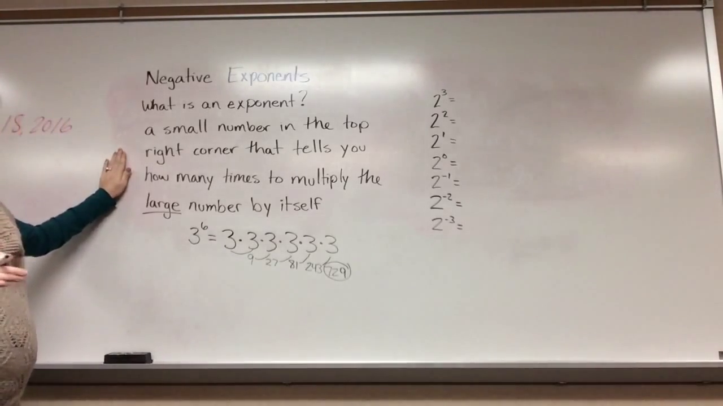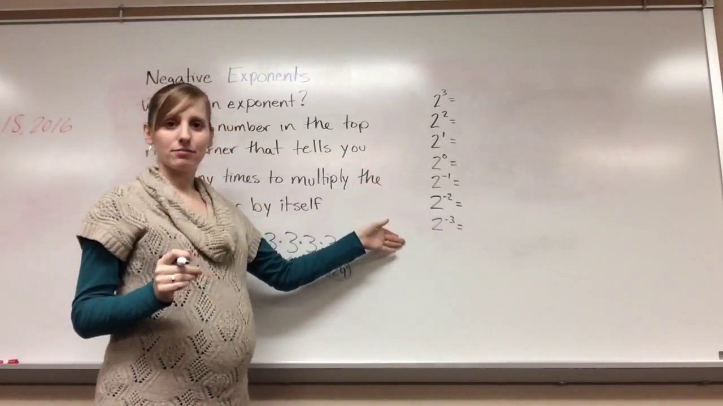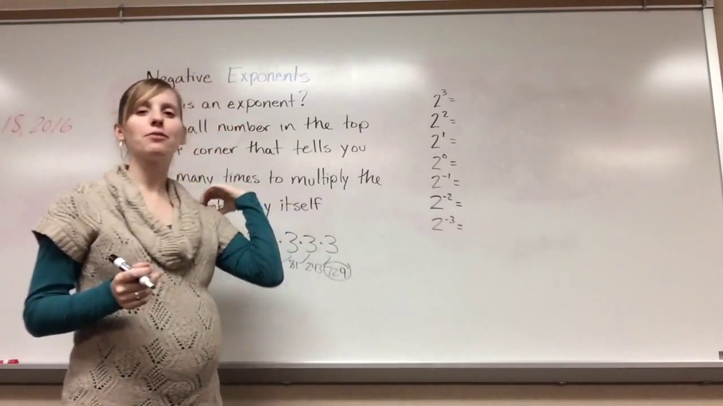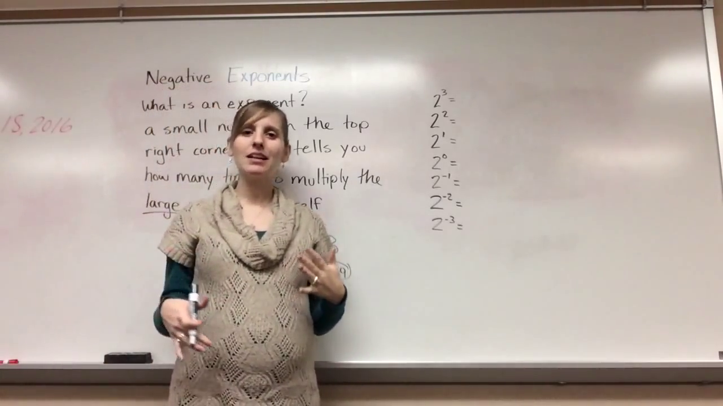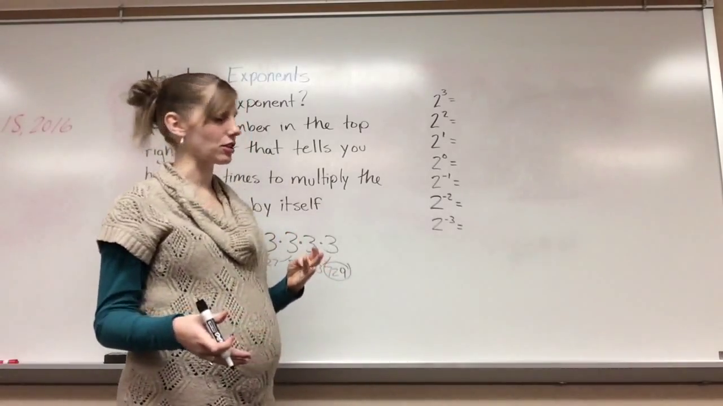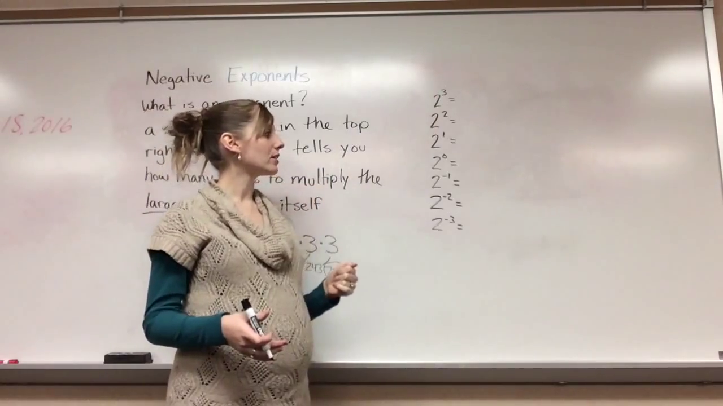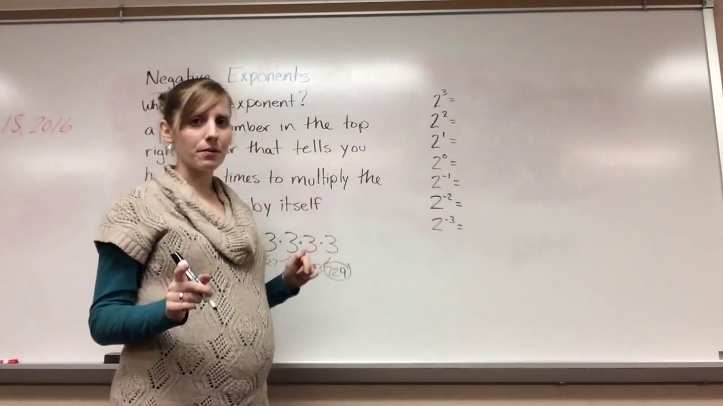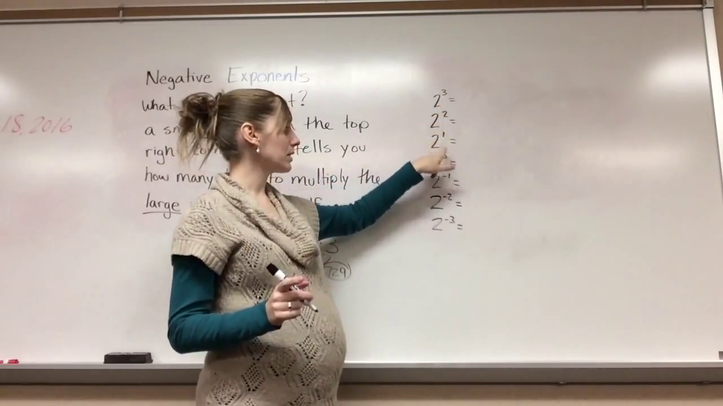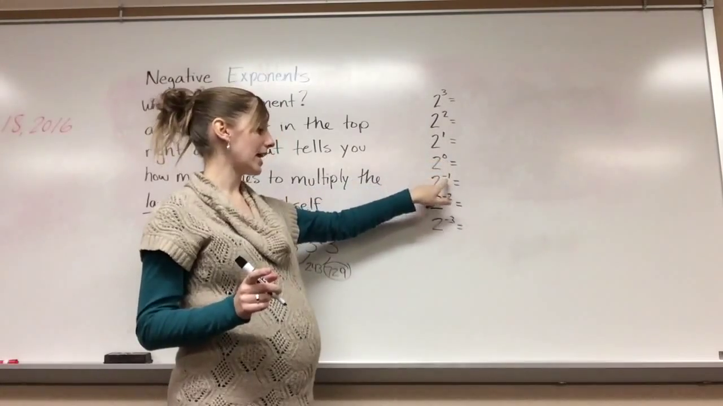That's the basic exponents. Now what we're going to do is take a look at some 2s raised to different powers, and we're going to see if we can see a pattern of what's happening to help us figure out what negative exponents actually are, what they actually do. So we're going to start with 2 to the 3rd power. I want to point out before we actually calculate these that the exponents are going down each time. We got 3, 2, 1, 0, -1, -2, -3.